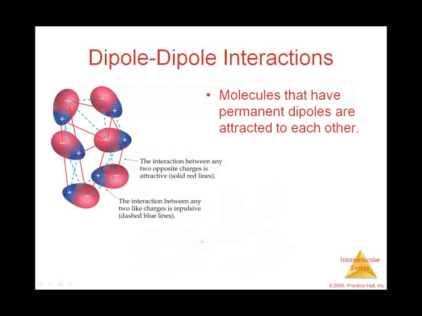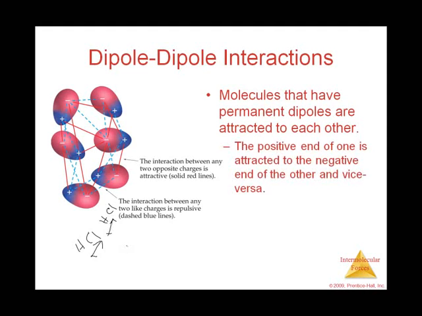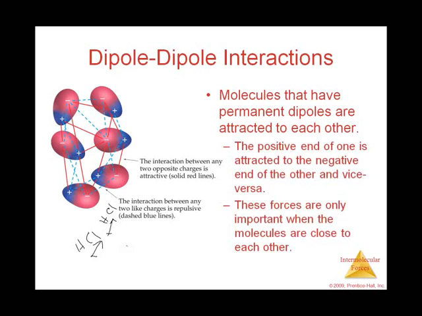So dipole-dipole interactions are between molecules that have permanent dipoles. So if I have, let's say, HCl, right, it's got a permanent dipole, right? And if I have a bunch of these, they're going to be oriented so that the positive side of one is attracted to the more negative side of the other. So the positive end of one is attracted to the negative end of the other, and vice versa. And we often draw these lines as dotted lines, which means that they're intermolecular forces. So they're only important when the molecules are close to each other.